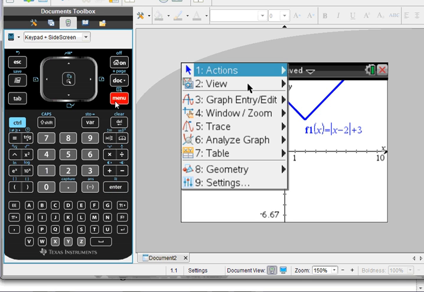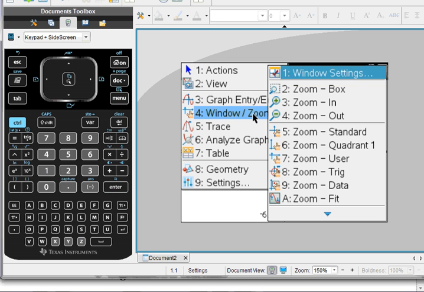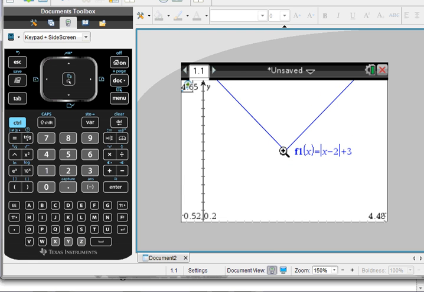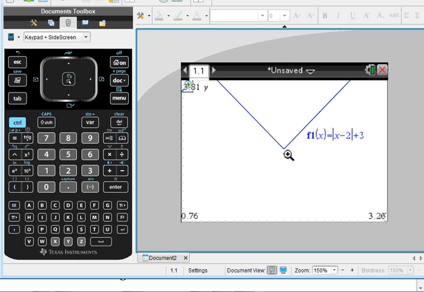I want to zoom in on it. So I'm going to press menu, and I'm going to zoom in, and I want to center it right there. Will it ever be a straight line? Look at your numbers, they're pretty small there. You can keep zooming in all you want. Look how close to 2 I am. No matter how many times I zoom, I can't get it to be a straight line. So that's not differentiable. That's all you have to do.